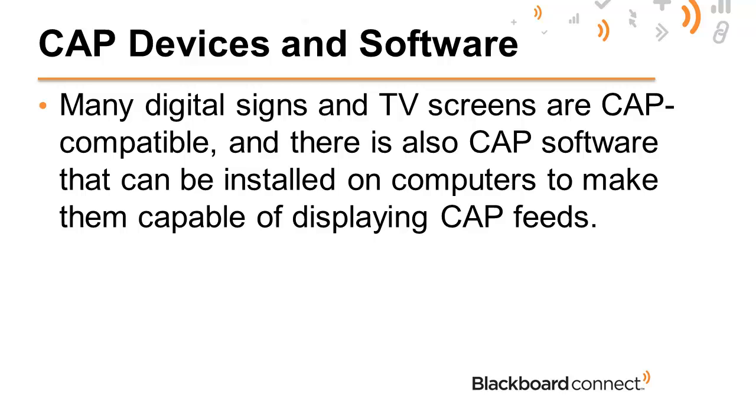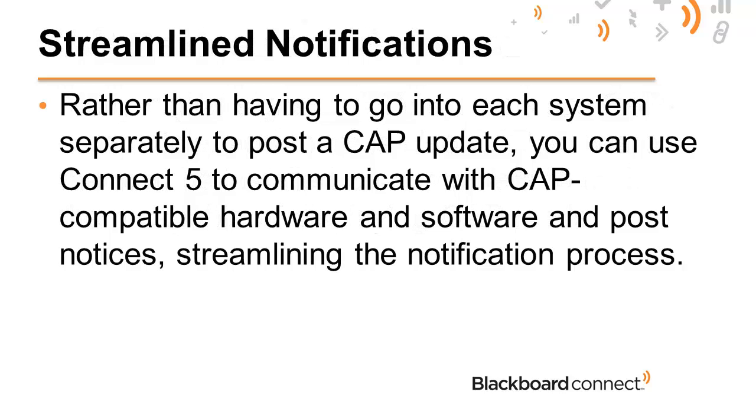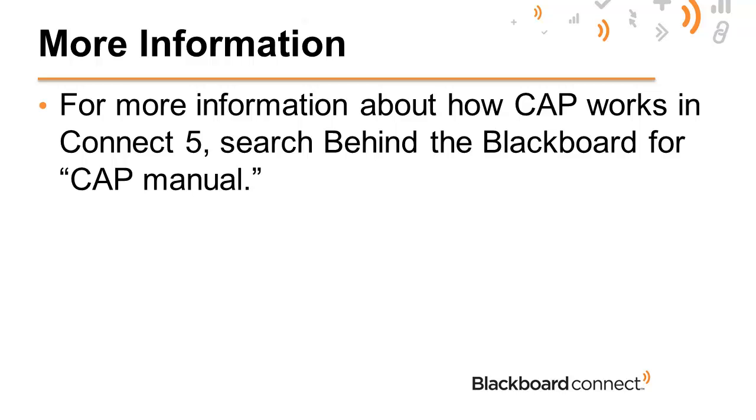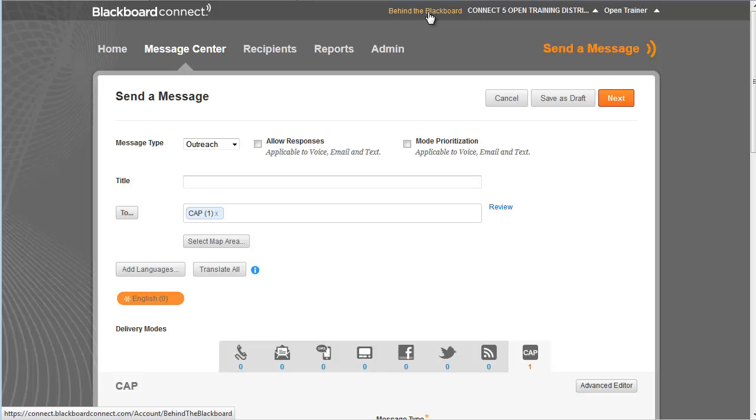Many digital signs and TV screens are CAP compatible, and there is also CAP software that can be installed on computers to make them capable of displaying CAP feeds. Rather than having to go into each system separately to post a CAP update, you can use Connect 5 to communicate with CAP-compatible hardware and software and post notices, streamlining the notification process. For more information about how CAP works in Connect 5, search behind the Blackboard for CAP Manual.